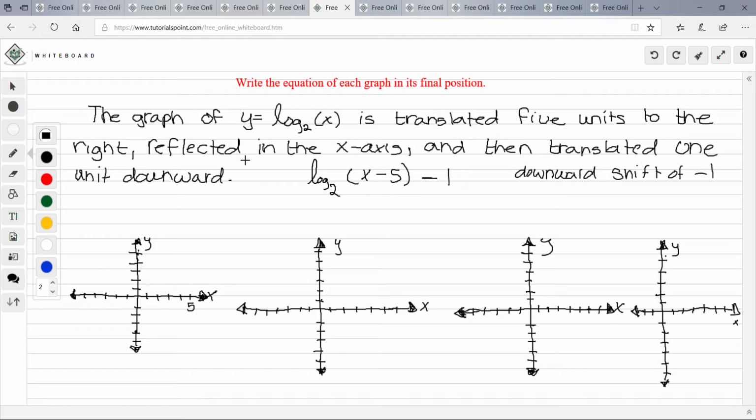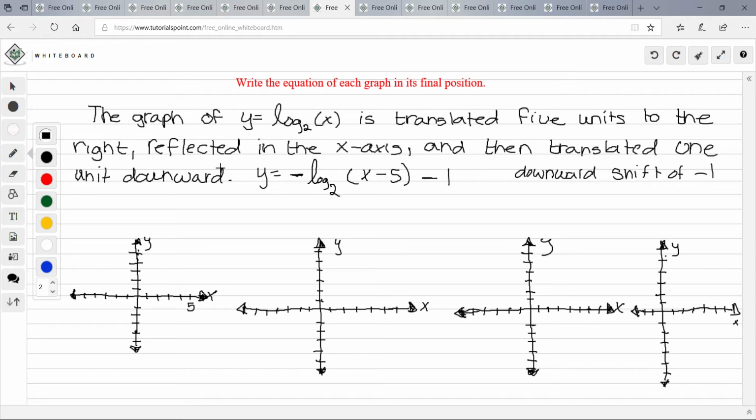And then it says reflected on the x-axis. So there's going to be a negative right here. And then just set that to y. So this is our new graph: y equals negative log base 2 of (x minus 5) minus 1. Because there's a downward shift of negative 1, a phase shift on the x-axis of x minus 5, and then reflection means just put a negative in front of the log.